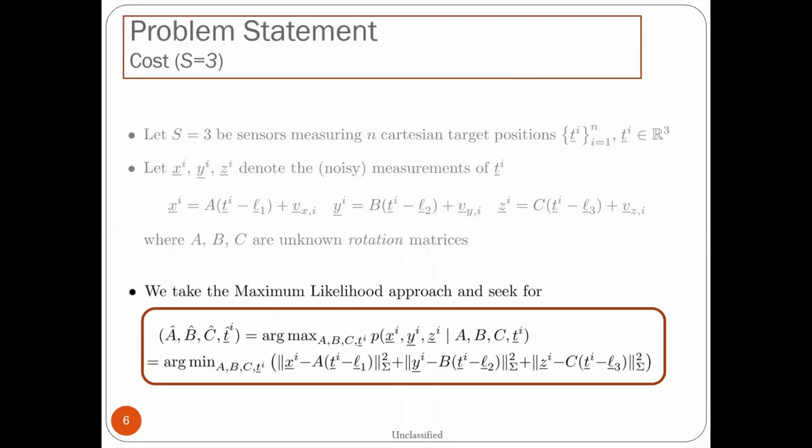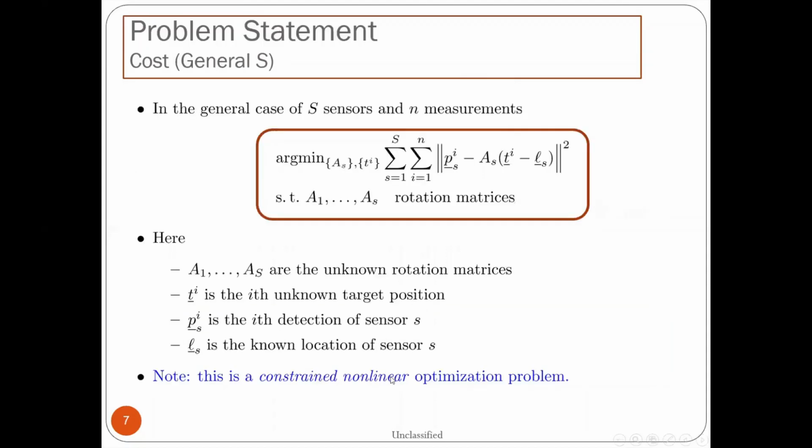We take the maximum likelihood approach and seek for the estimation of those unknowns. Assuming Gaussian noises, the objective becomes the following sum, where each element is a squared norm of the distance between the measurement of the sensor and the rotated version of the ground truth. If we look at the case of S sensors and N measurements, then we have the objective, which takes the following form. It is a double summation, where the first summation runs over the sensors, and the second summation runs over all the data of each sensor.